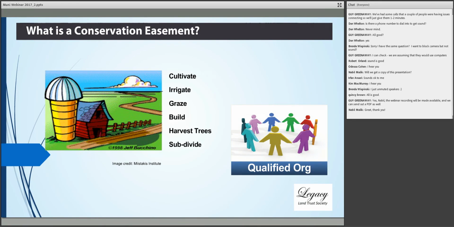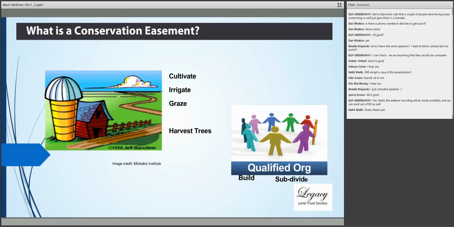You have a qualified organization. The landowner and the qualified organization get together, have a conversation, figure out what they want this to do, and then the rights that the landowner is going to give up, or the things that they're going to be allowed to do, are written up in this contractual agreement, the conservation easement, between the two parties, and they end up with a vision.